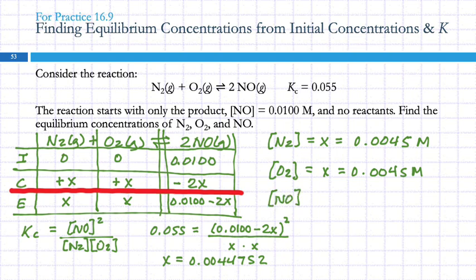But our product here is going to be 0.0100 minus 2 times 0.004475. I'm including a couple extra digits here to avoid possible rounding errors. 0.01 minus 2 times 0.004475. 0.00105.